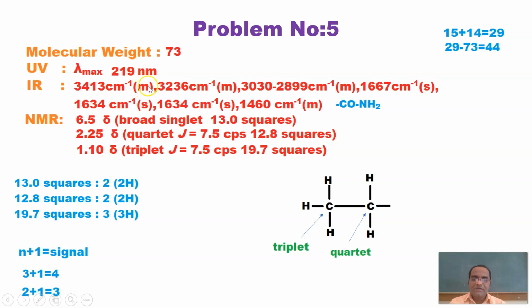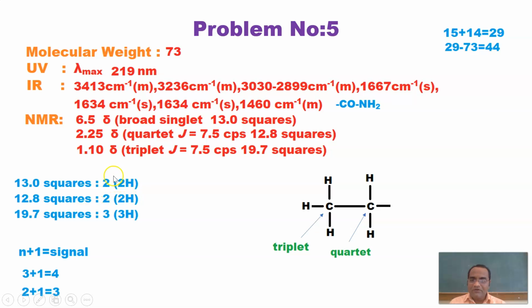The difference between OH and NH is the intensity of this signal, which is medium for an amine. So here I have written that it is an amide type of functional group. And there is one more logic for how it can be.